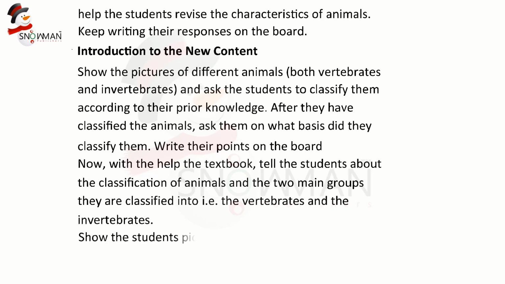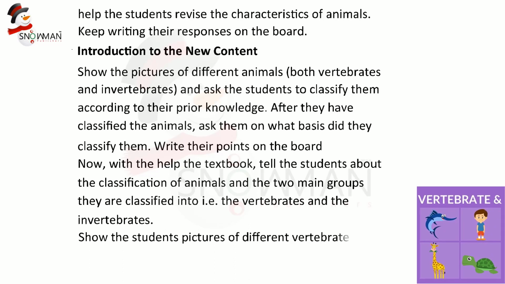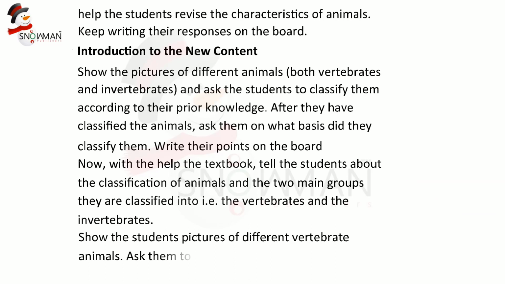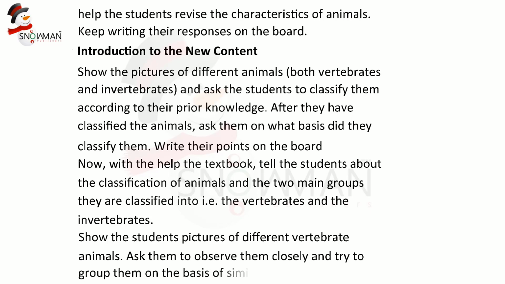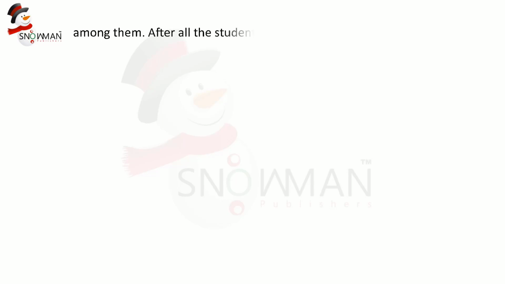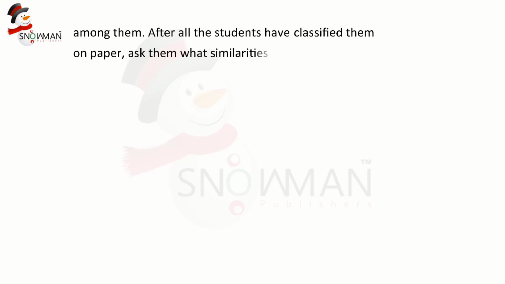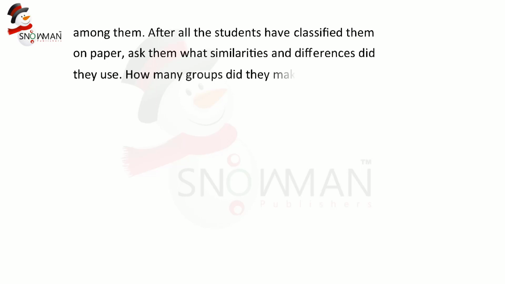Show the students pictures of different vertebrate animals. Ask them to observe them closely and try to group them on the basis of similarities and differences among them. After all the students have classified them on paper, ask them what similarities and differences did they use. How many groups did they make?